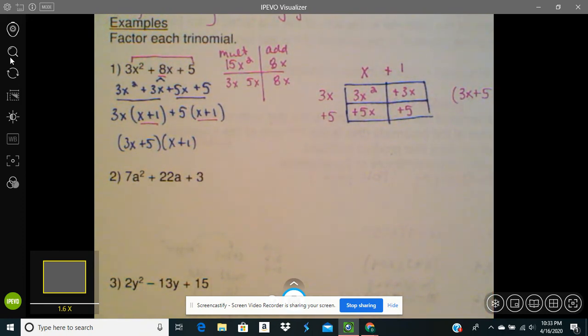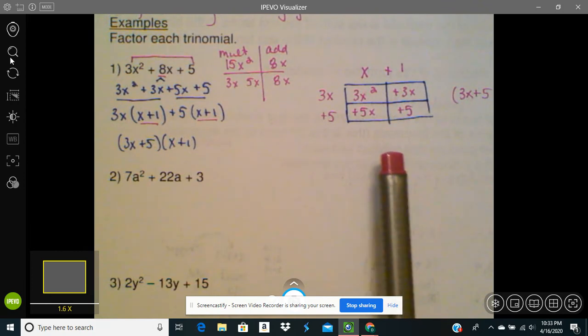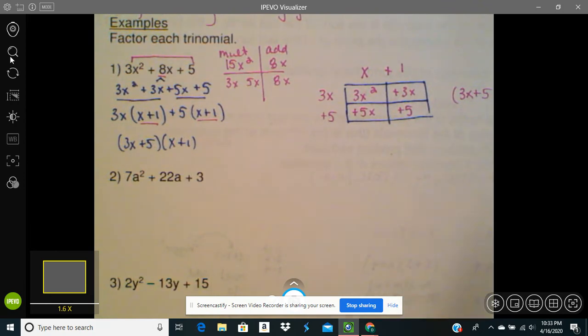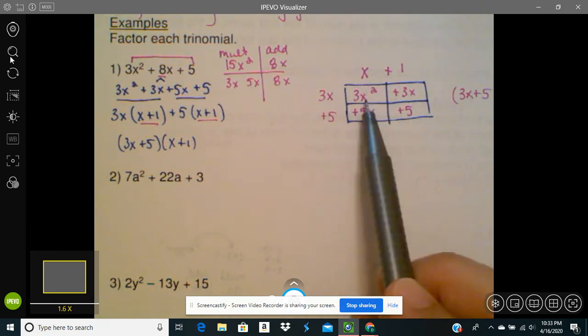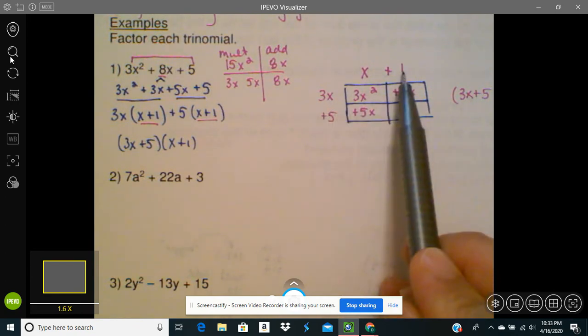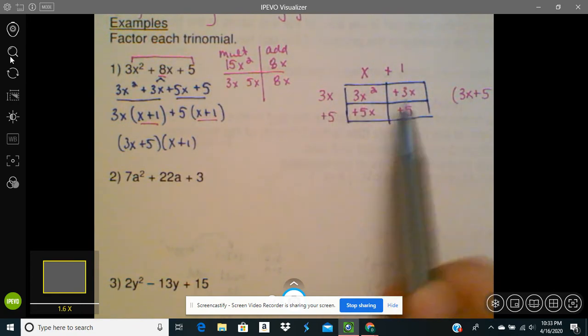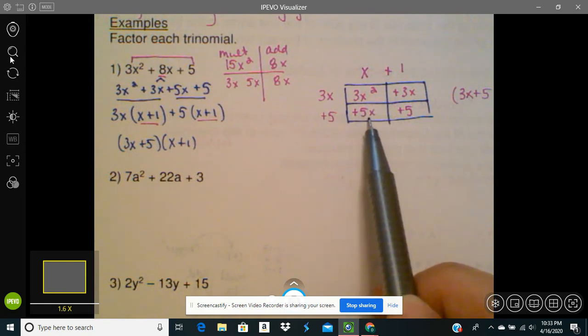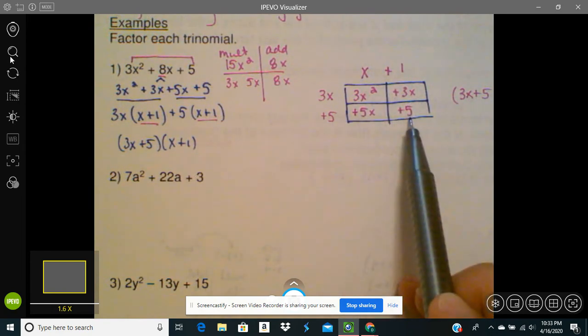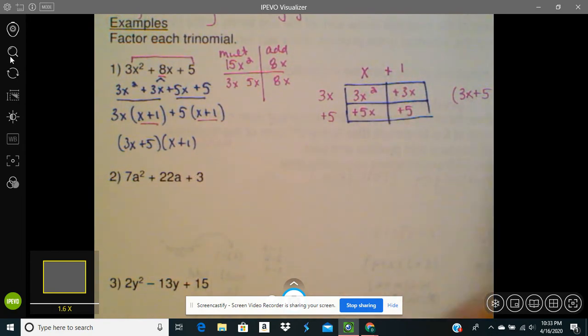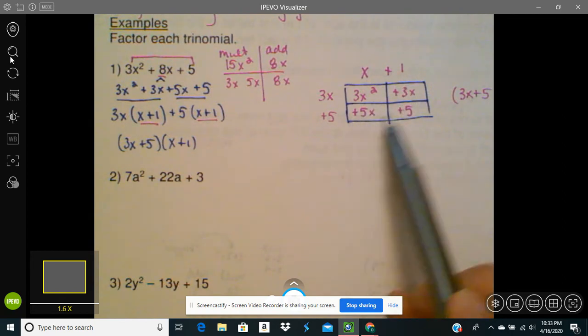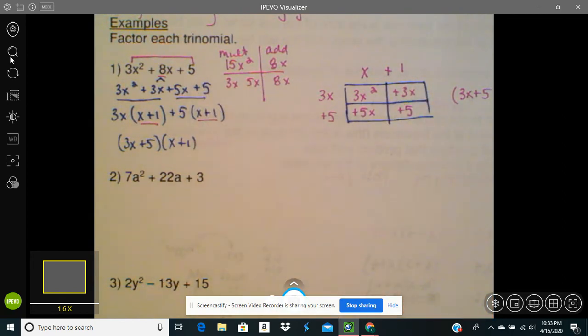And you know, if you do the box method, it does check itself for you. It really does. What is 3x times x? 3x squared. What's 3x times 1? 3x. What's 5 times x? 5x. What's 5 times 1? 5. Check. It all checks. And then when we combine these like terms, we get our original trinomial.